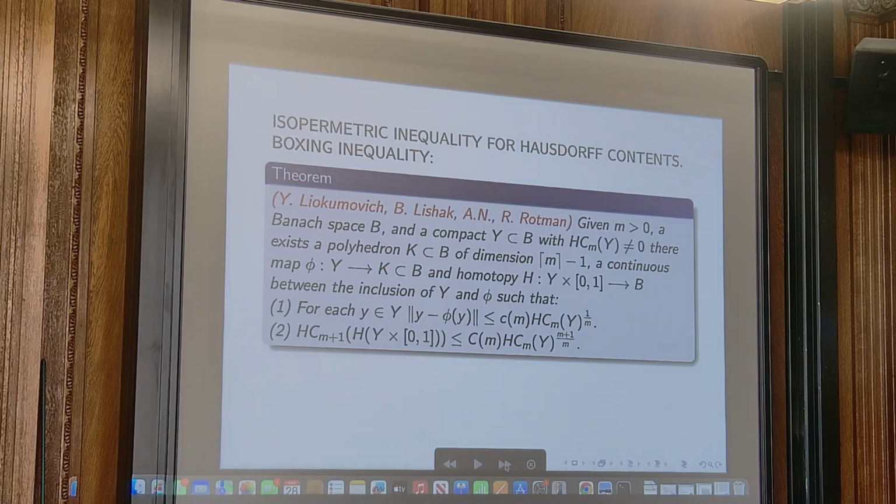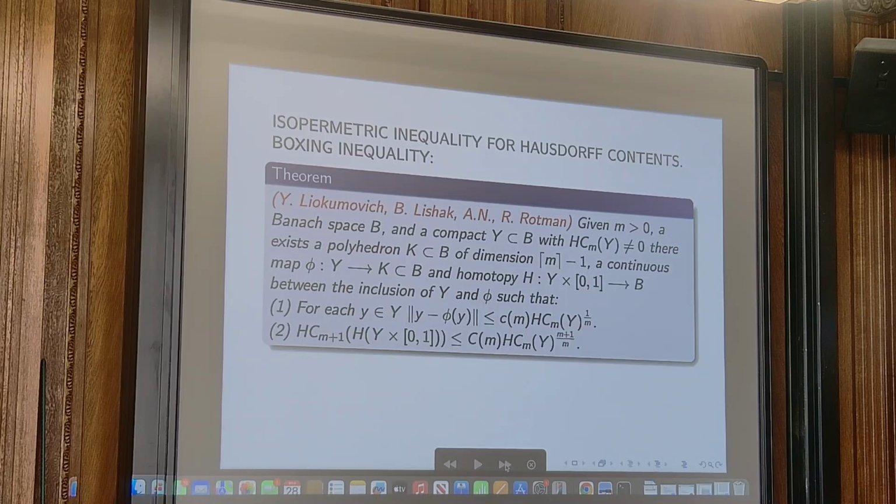And as a bonus, we also obtain the upper bound for the width. That's property 1. And that property 1 really is a conjecture of Larry Guth. And property 2 is the isoperimetric inequality for Hausdorff contents.